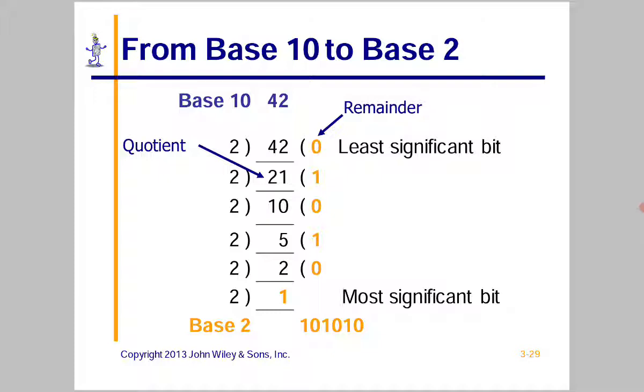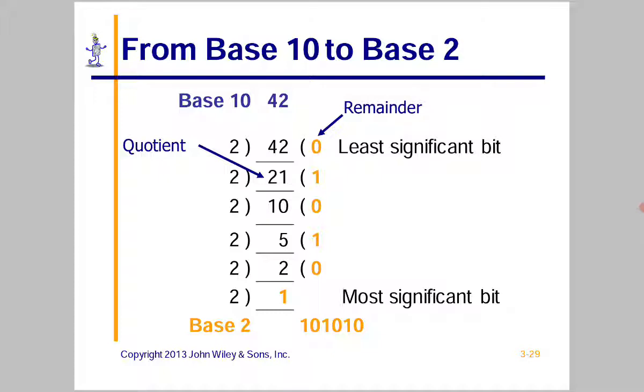Again take the quotient as a number and divide it by 2. 21 by 2 means quotient is 10, remainder is 1. Again 10 by 2 means quotient 5, remainder 0. And 5 by 2 means quotient 2, remainder 1. And 2 by 2 means quotient 1, remainder 0. And 1 by 2 means quotient is 0 and remainder is 1. Continue this process till the quotient becomes 0.